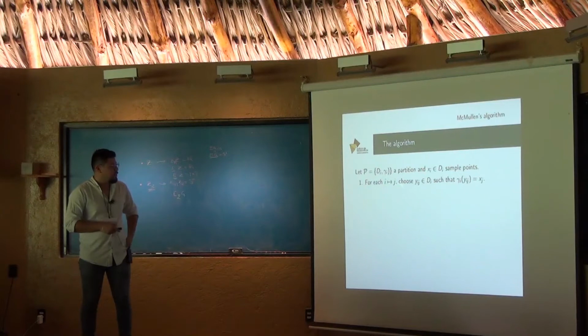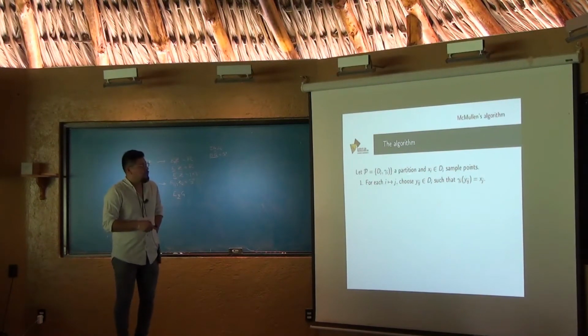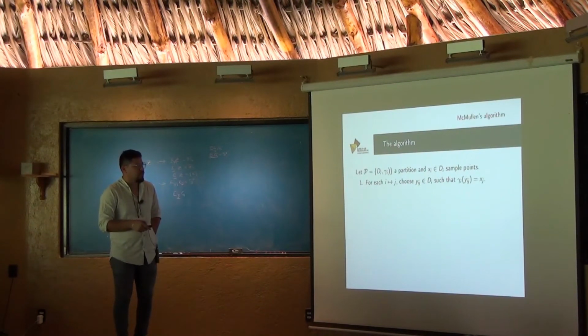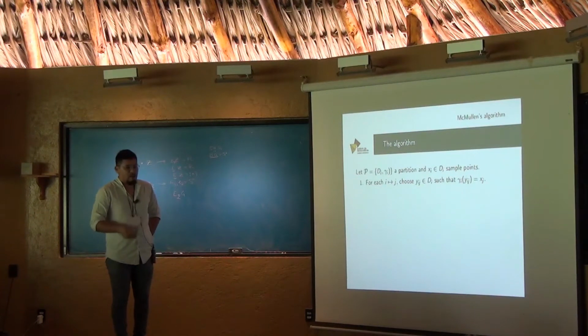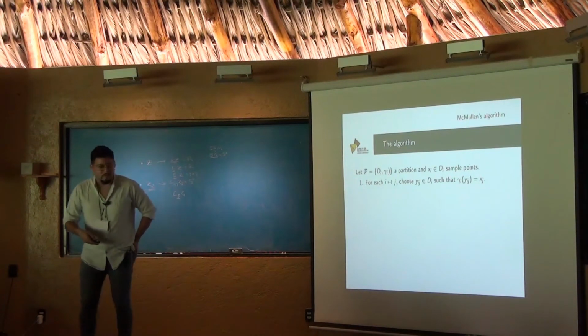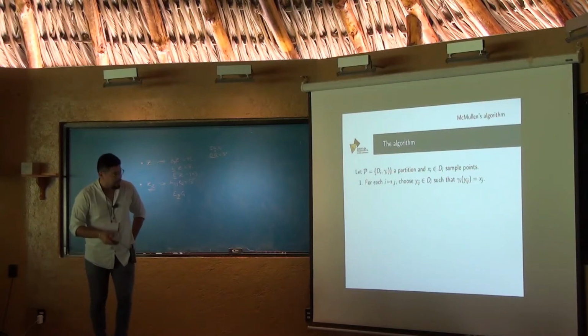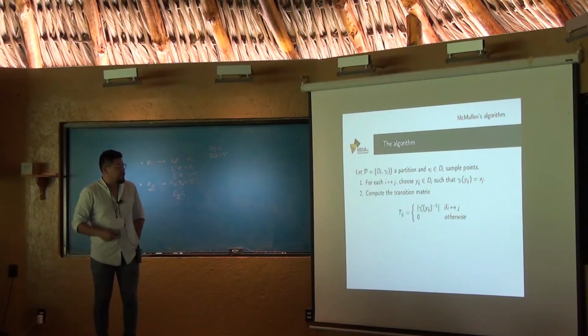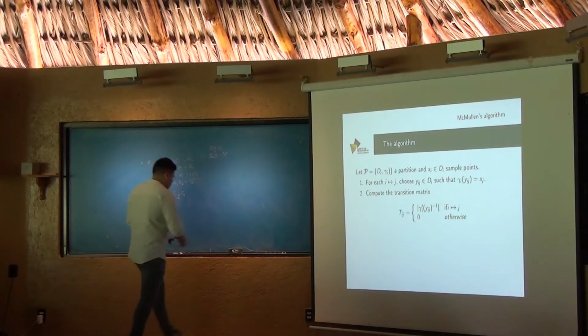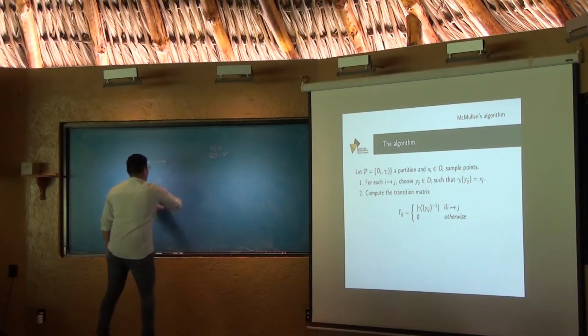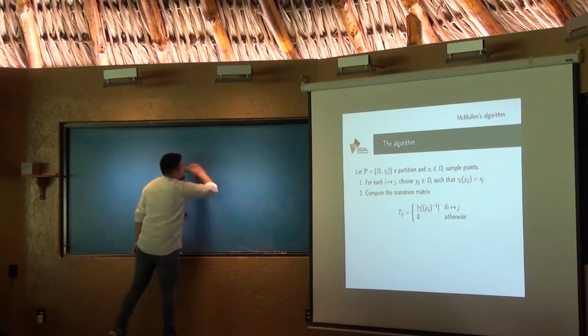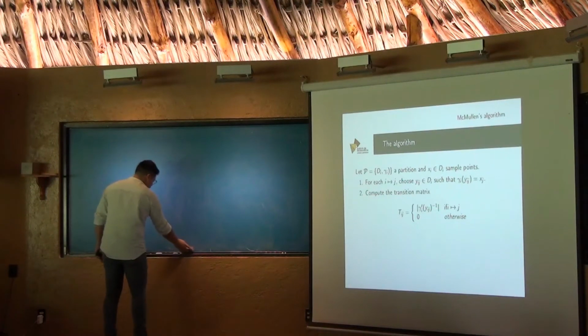The first step is you choose numbers in the interior such that the image of the numbers has to be the sample points. The next step is you have to compute the transition matrix. How is this matrix computed? For every pairing of these circles, you will put a number.